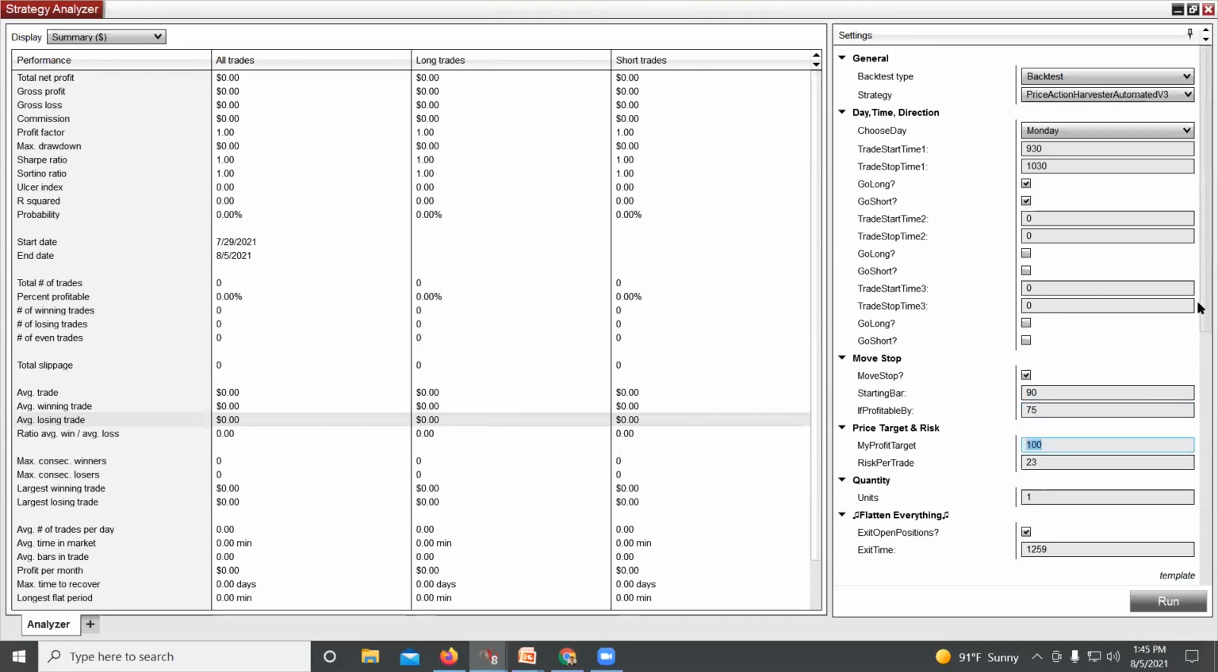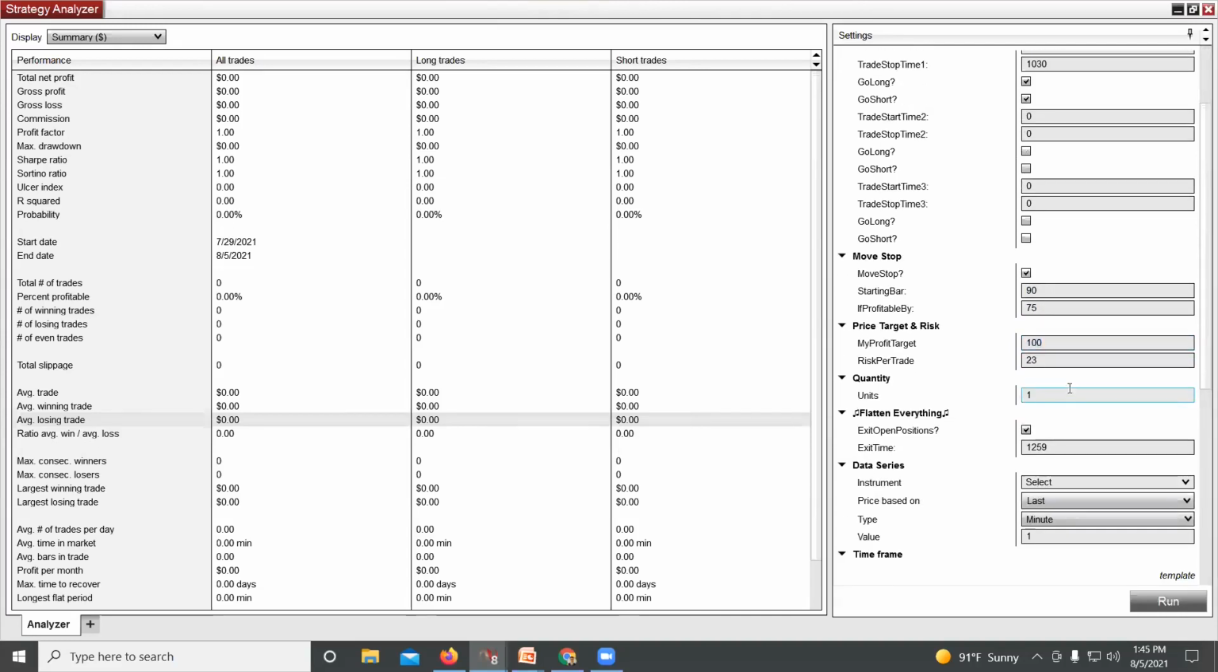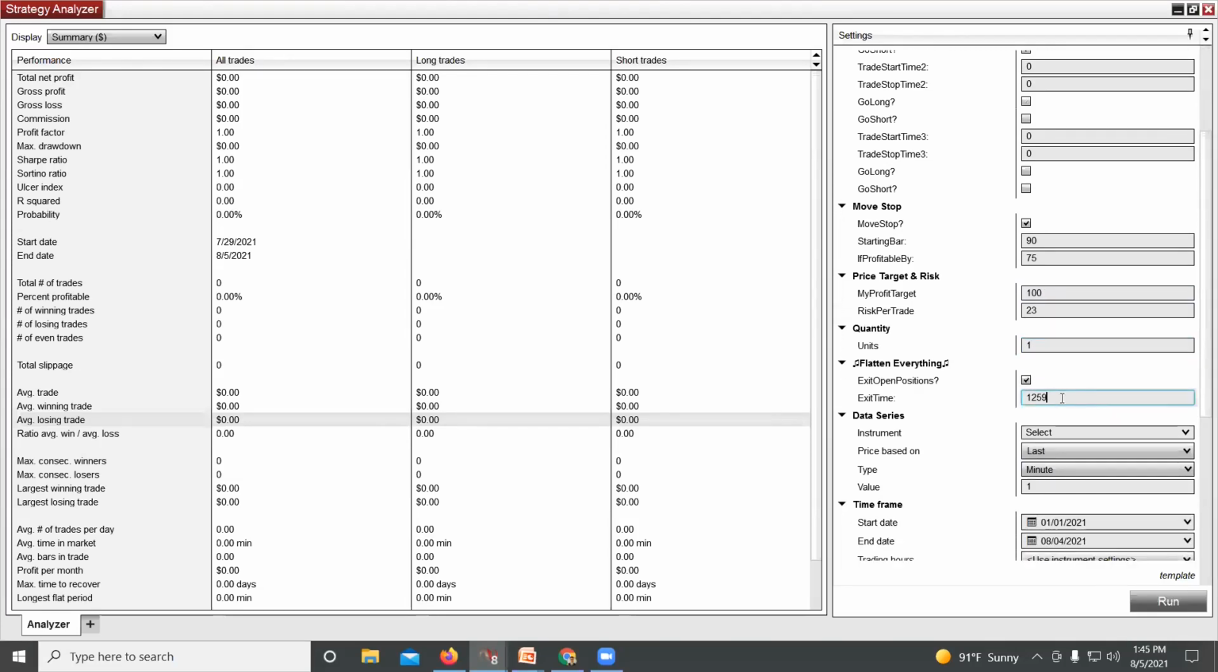That's your profit target. This is the number of units that you can trade. And this is flat and everything. What that means is this is your exit time. So if you want to be out completely, you can designate when you're out. So 12:59 would be, of course, Pacific Standard Time. That's 1 minute before RTH close, regular trading hours close, and you would run it.